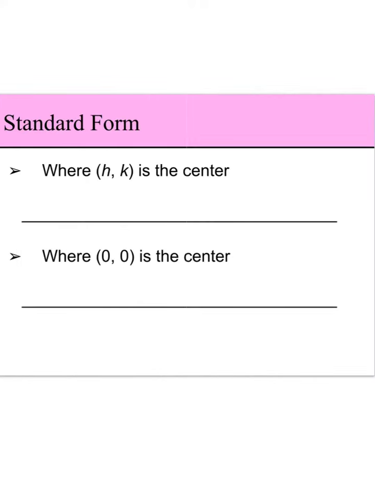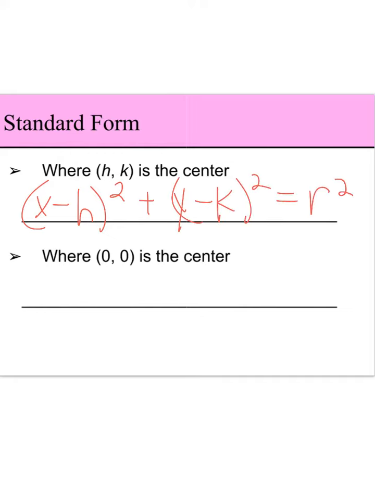Okay, so the standard form, which you should already know, is x minus h squared plus y minus k squared is equal to the radius squared. And if 0, 0 is the center, it's x squared plus y squared is equal to r squared.